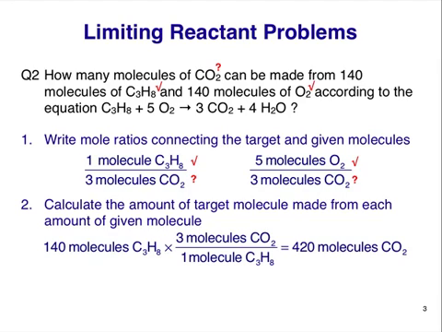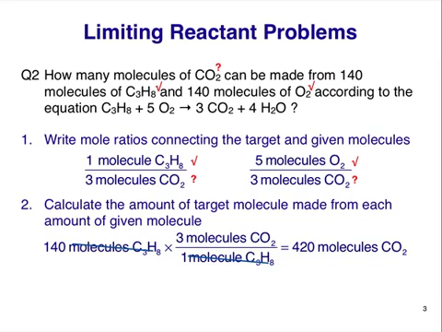This is the first calculation. We've used the given amount of propane and multiplied it by a mole ratio that contains propane and the unknown. Actually, this is the upside down version of the mole ratio on the left, above. The units cancel as they should, and the answer in this case is 420 molecules of unknown CO2 can be made from 140 molecules of propane. But we aren't done yet.